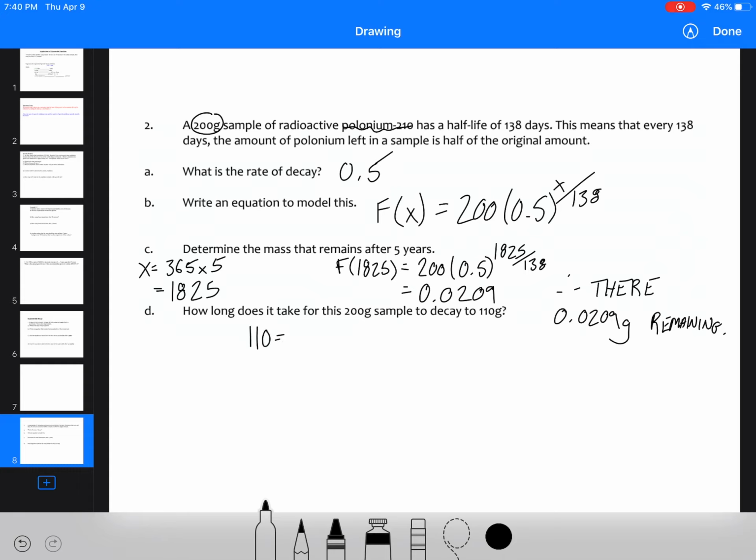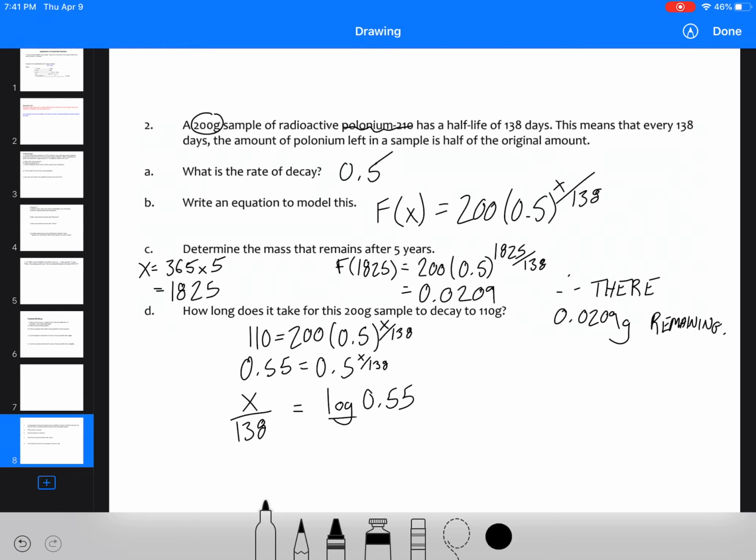How long does this sample take to get to 110 grams? Okay, we know our final value then is 110. We know our initial value, again, was 200. We've got 0.5 to the x over 138. Now this is the nice thing about using the log method. We're going to do 110 divided by 200. We're going to get 0.55 equals 0.5 to the x over 138.